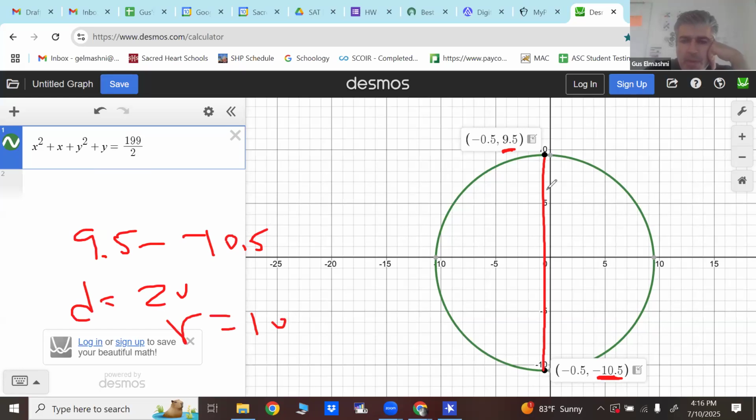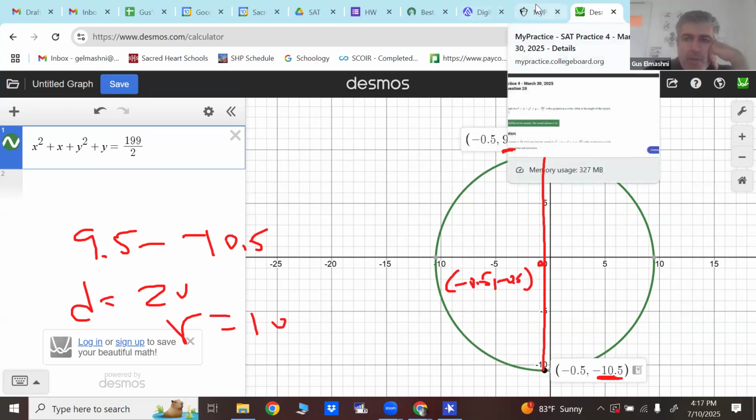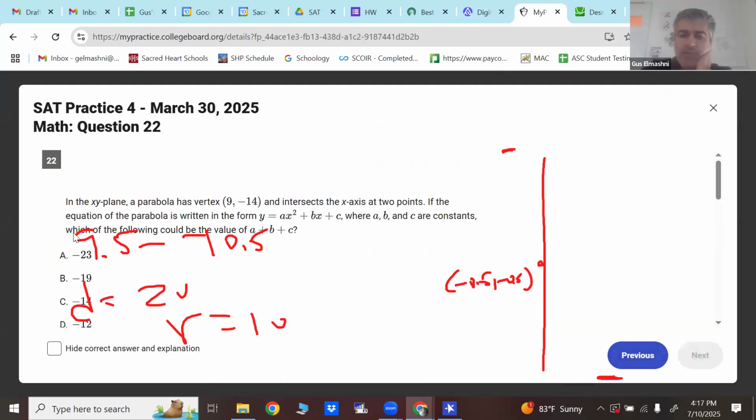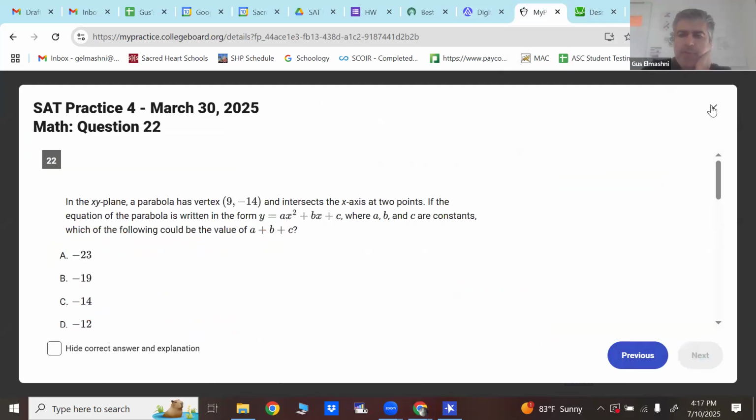The center, by the way, is going to be right in the middle. And you can find the midpoint, which is going to be, I think, negative 0.5 for x and negative 0.5 for y, because you're doing the average of the x and y coordinates. And yeah, looks like they want the radius of 10. There you go.